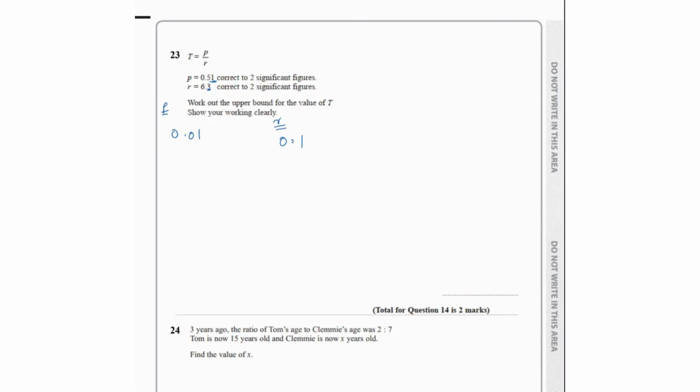Next thing is look at your equation. What are we doing? Are we adding, subtracting, multiplying, or dividing? Over here we're dividing. To find the upper bound of t, we will divide the upper bound of p by the lower bound of r. If it was the lower bound of t, then it would be the lower bound of p divided by the upper bound of r.